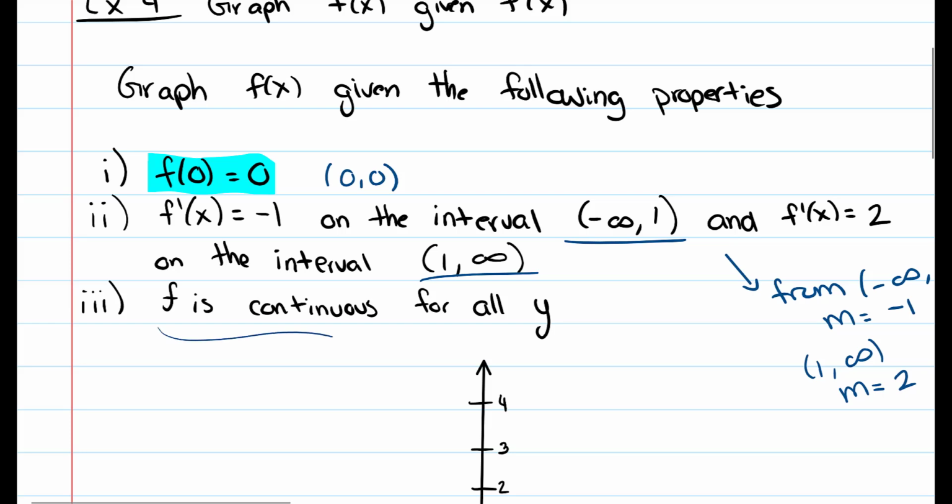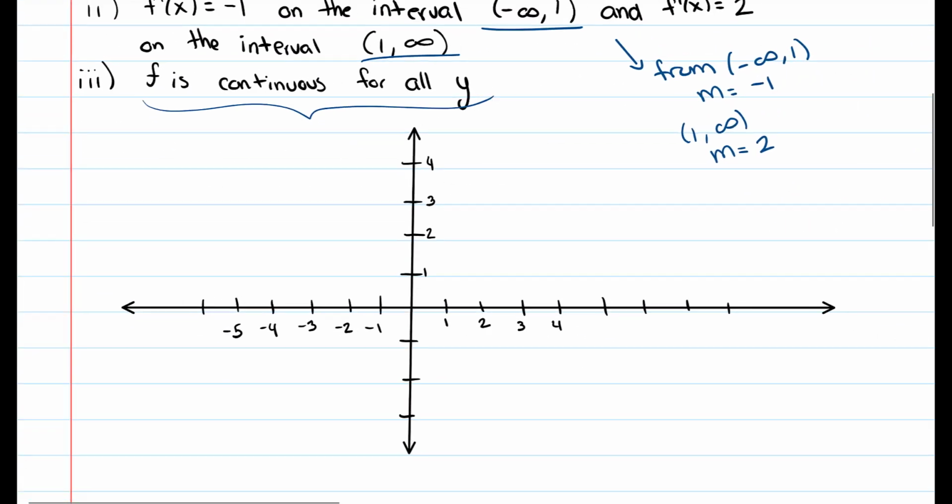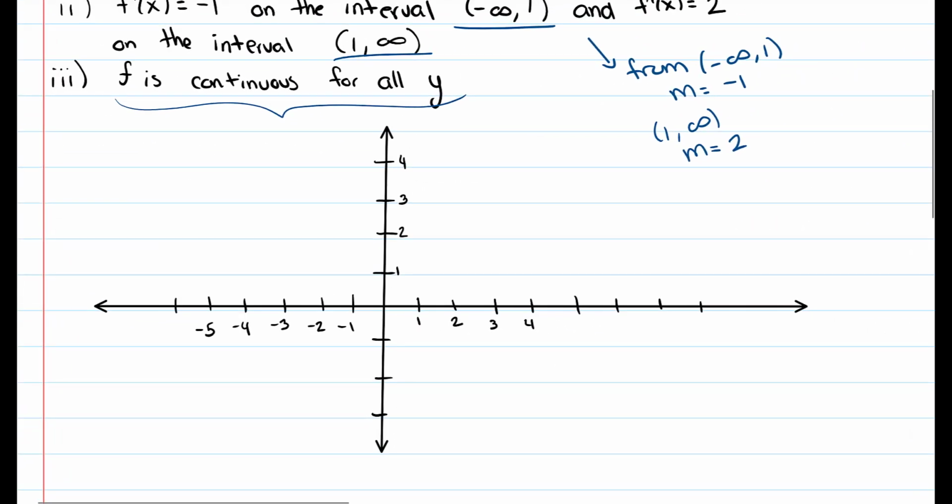And then we also know that f is continuous for all x. This is important because a function has to be continuous to have a derivative. So now let's use all this information and go ahead and graph our function. So we know that we have the point (0, 0) on the graph. So I'll put that right here.